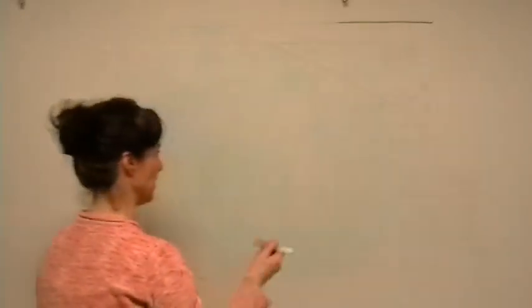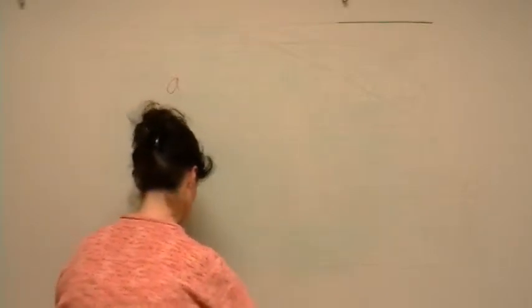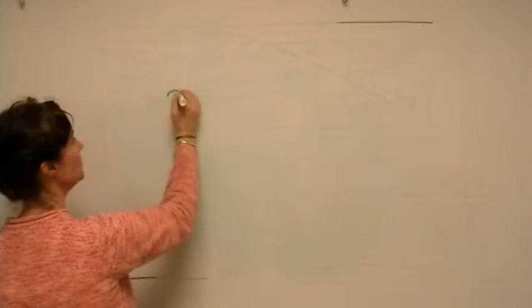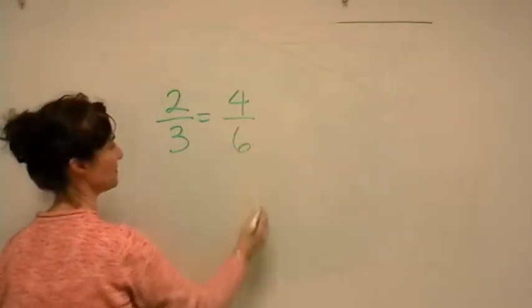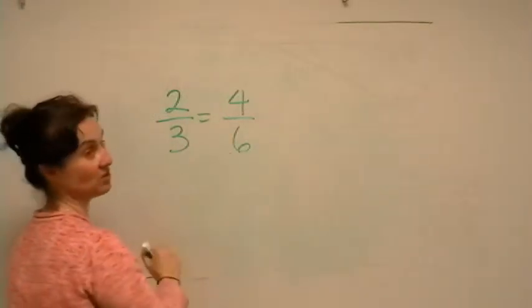Let's do some simple numbers. 2 over 3 is equal to 4 over 6. True statement? Yes, we've multiplied each of them by 2.